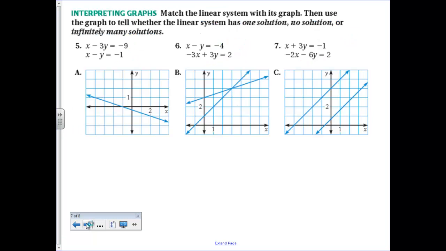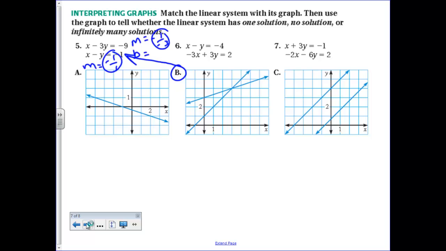Match the graph to the equation. So all I'm going to do is find the slope and the y-intercept. Slope of the first one is going to be -1 over -3. I don't care about this y-intercept right now. The slope of the second one is going to be -1 over 1. Well, these two slopes are different, which means there's one solution. So if I look at graphs A, B, and C, there's only one here that has one solution. It's that one, letter B.